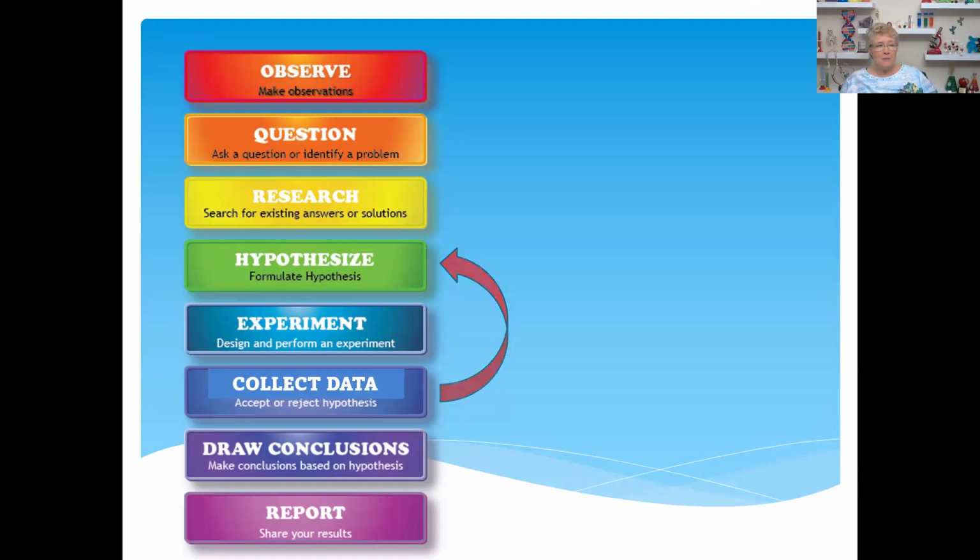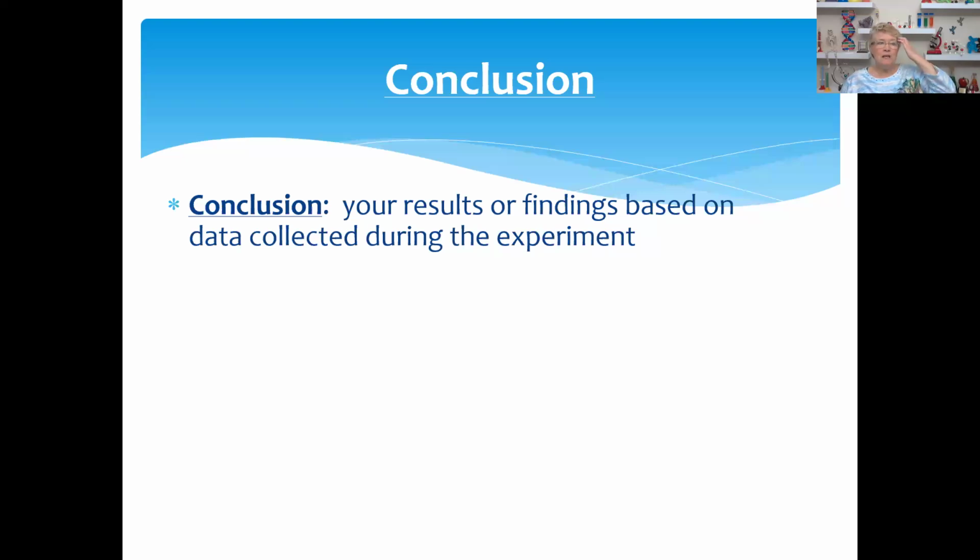Now, after the experiment is over and we've collected our data, now it's time to come to a conclusion. So a conclusion tells again briefly what you did in the experiment and the results or findings based on the data that were collected. Basically, what does it all mean? What can you conclude as a result of it?